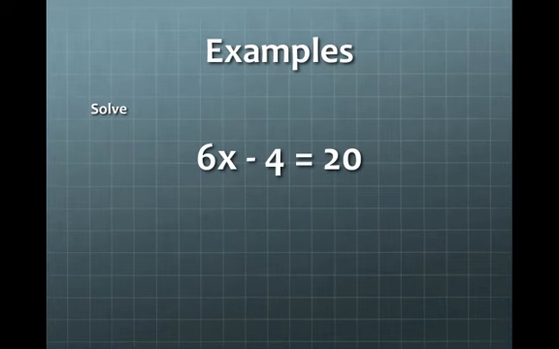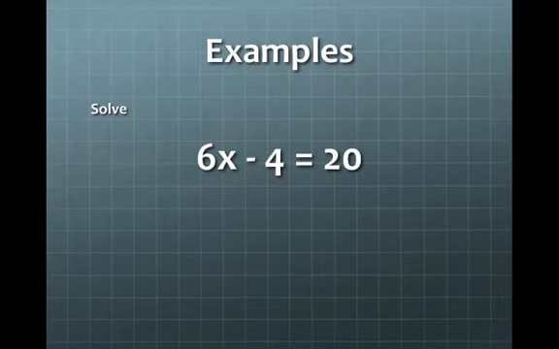Here's an example of a 2-step equation. So we have 2 things that we need to sort out this time. On the same side as the letter, the x, we have a 6, which is multiplying, and a 4, which is being subtracted. Now we need to sort out the 4 first.